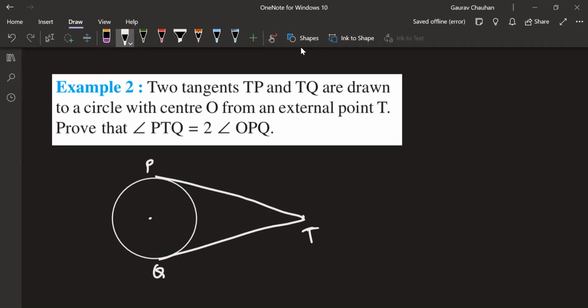Yeah. Now there is a center. The center is O. They have said so. Okay. So the center is O. This has to be 90 degrees. This has to be 90 degrees, of course. Right.